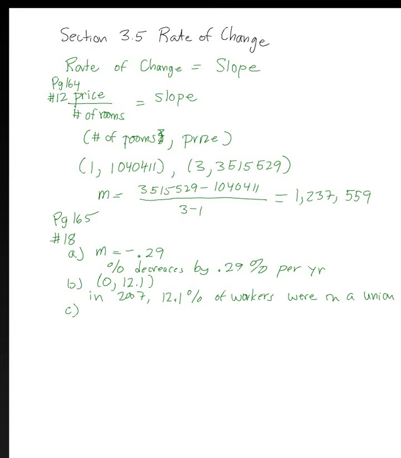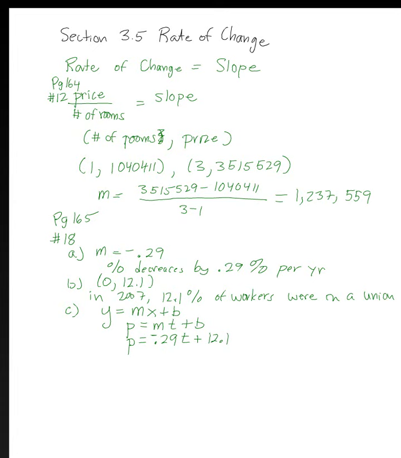Part C, find the equation. Normally we use y equals mx plus b, except in this problem we're not using x and y, we're using p and t. So p is our percent, p is our y, and t is our time. So we would really have p equals mt plus b. So p equals negative 0.29t plus 12.1.